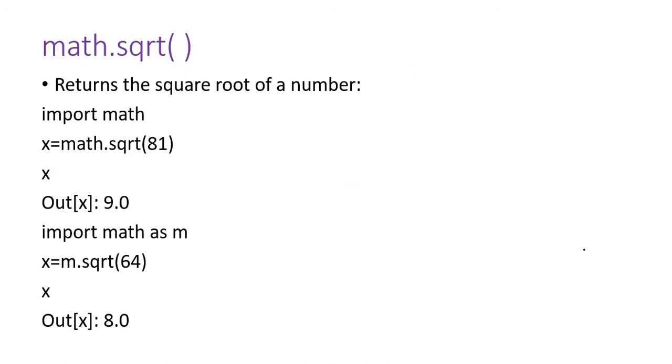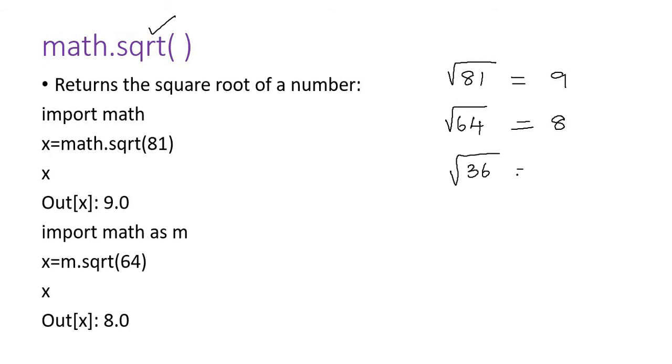So the first function is square root. For example, square root of 81 is 9. Square root of 64 is 8. Square root of 36 is 6. Whatever you want, we want to find the square root. So in the math module, the sqrt function is defined.